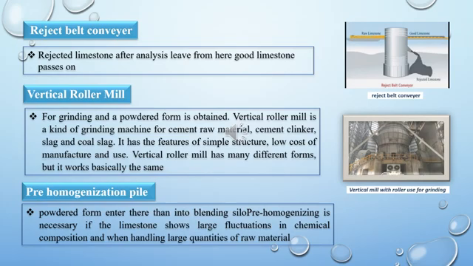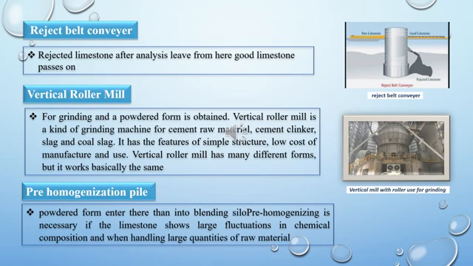Students, basically the vertical roller mills are grinders. They just grind the raw material for cement clinker, slag and coal slag. There are different kinds of vertical roller mills which are being used for grinding, but the main use is that these are just used for grinding, and all the machines work on the same principle.